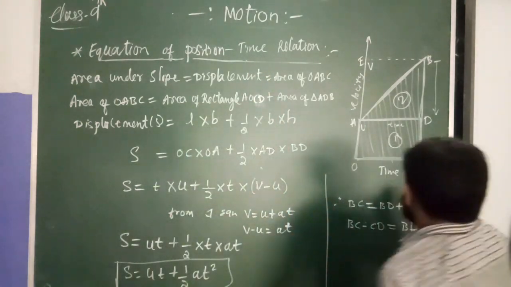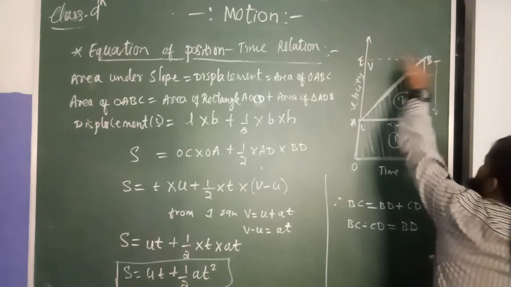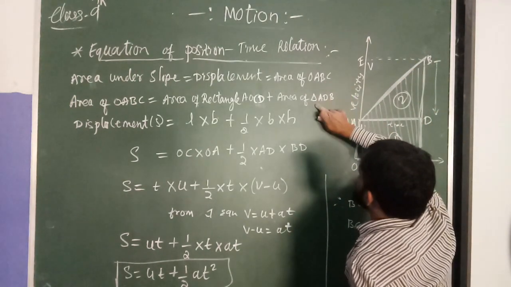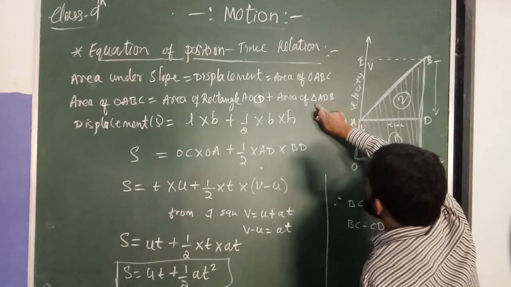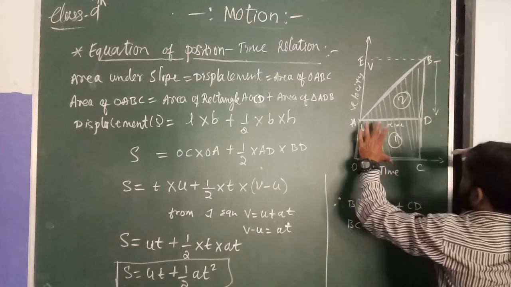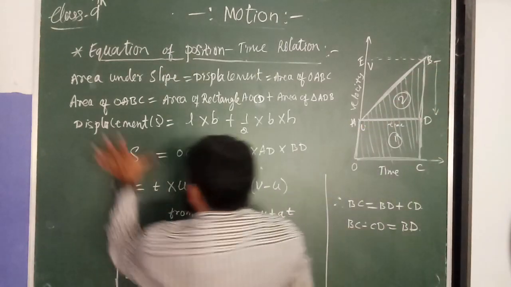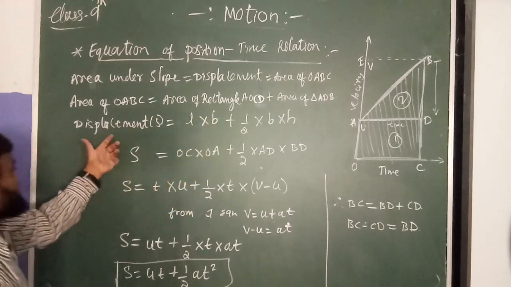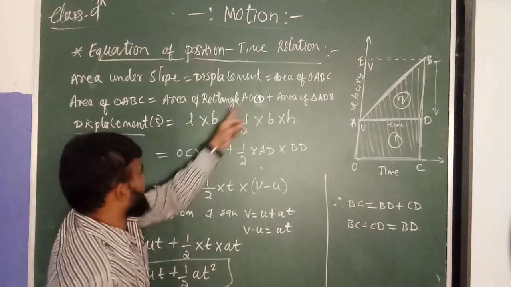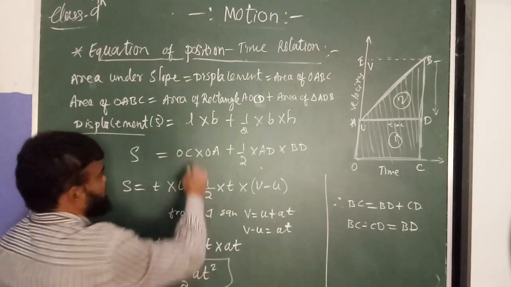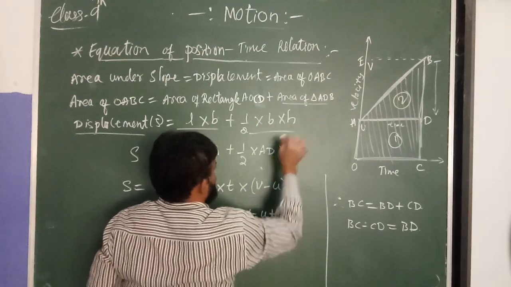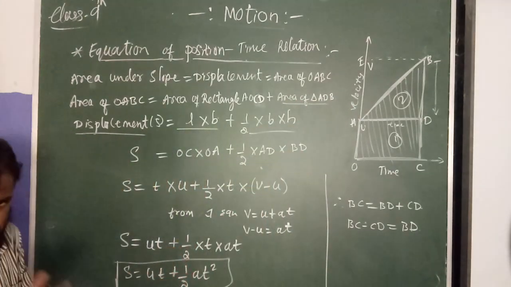Plus area of triangle, the triangle ADB. This is the second triangle. One is a rectangle and one is a triangle. According to the area of OABC, is this the displacement? Yes, displacement. Area of rectangle is length into breadth, plus area of triangle is half into base into height.